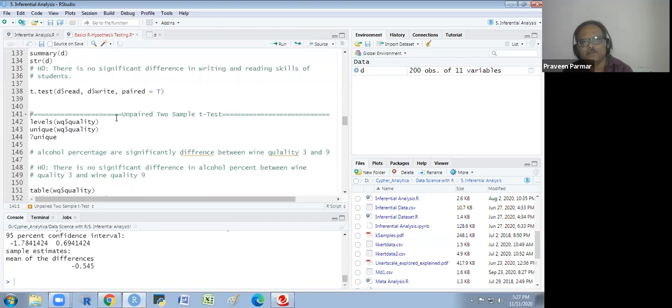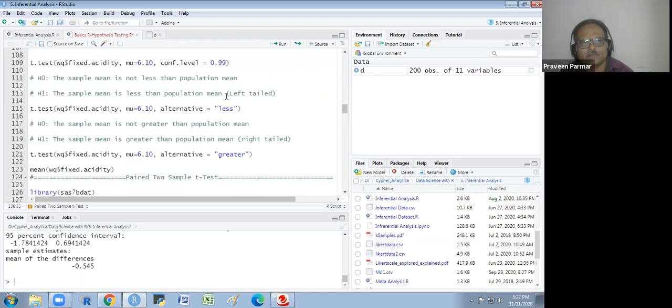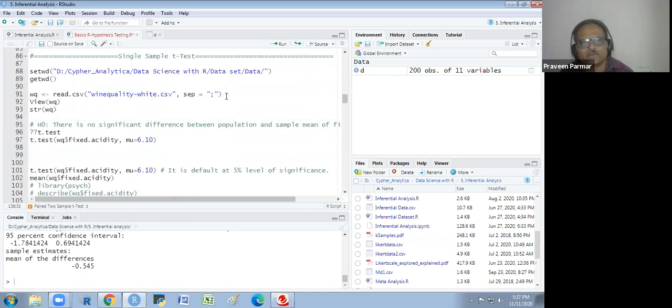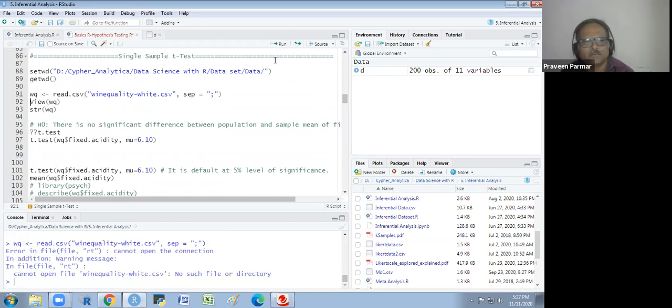Now we see the unpaired two sample t-test. It was the paired t-test before. So for the unpaired t-test, we take the wine quality data set we took previously, yesterday. So I read it again. This data is somewhere else, so I have to change my directory.